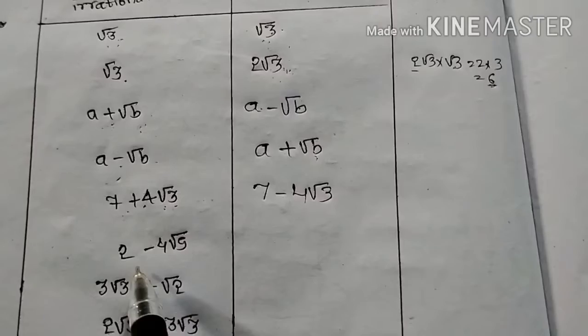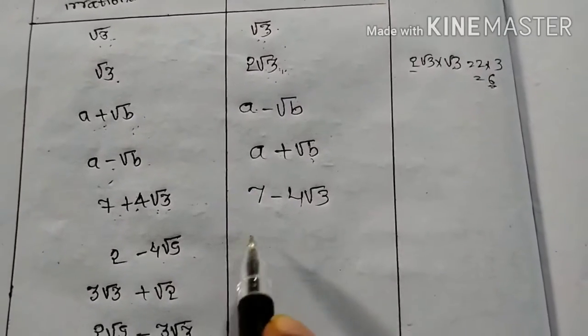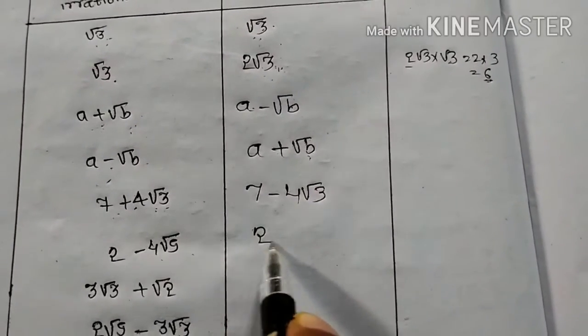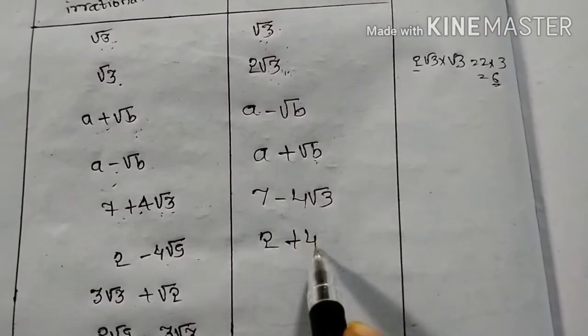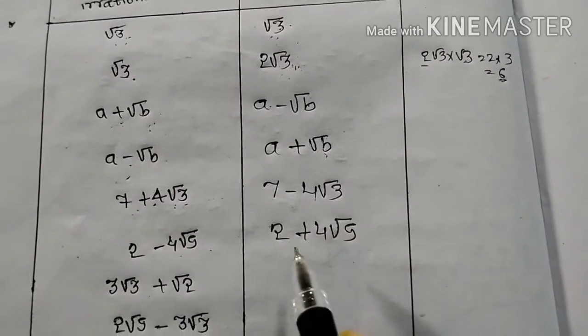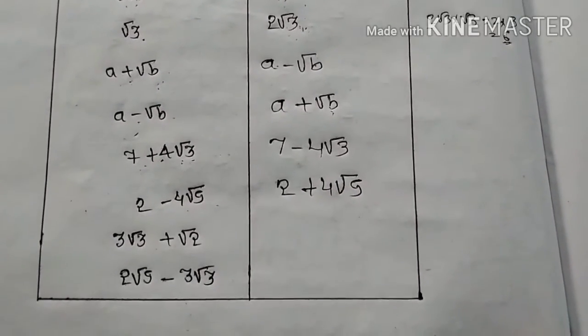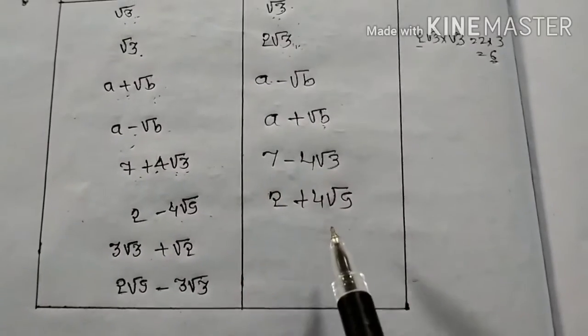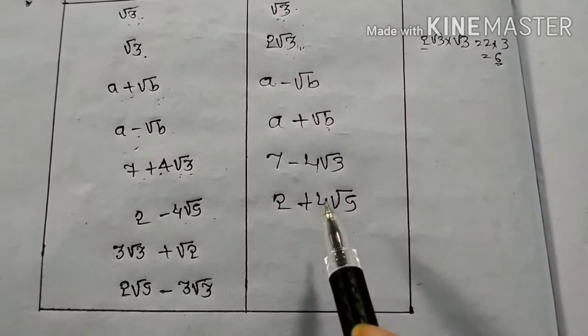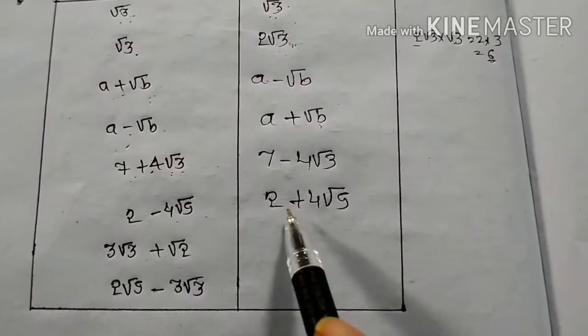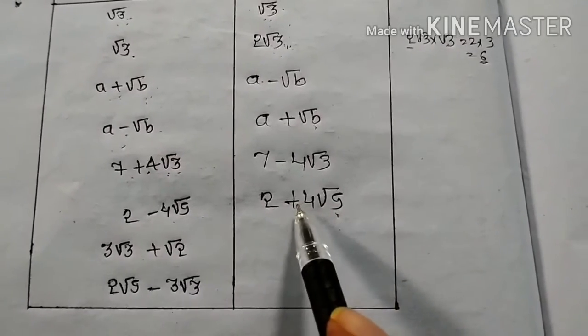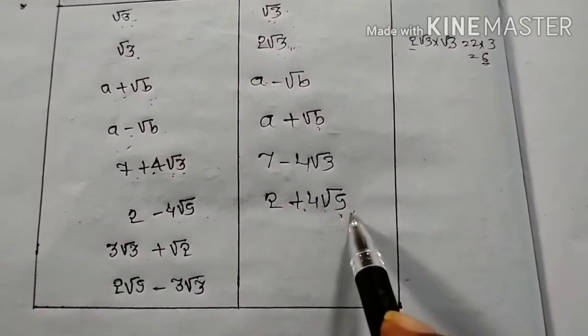In a similar way, you can see here 2 minus 4 root 5. What is the rationalizing factor of 2 minus 4 root 5? You can write here 2 plus 4 root 5. Is it okay? I hope you understood this one. Very easy, and this kind of bit will come in your objective test. What is the rationalizing factor of 2 plus 4 root 5? Just you can take minus only. 2 minus 4 root 5.